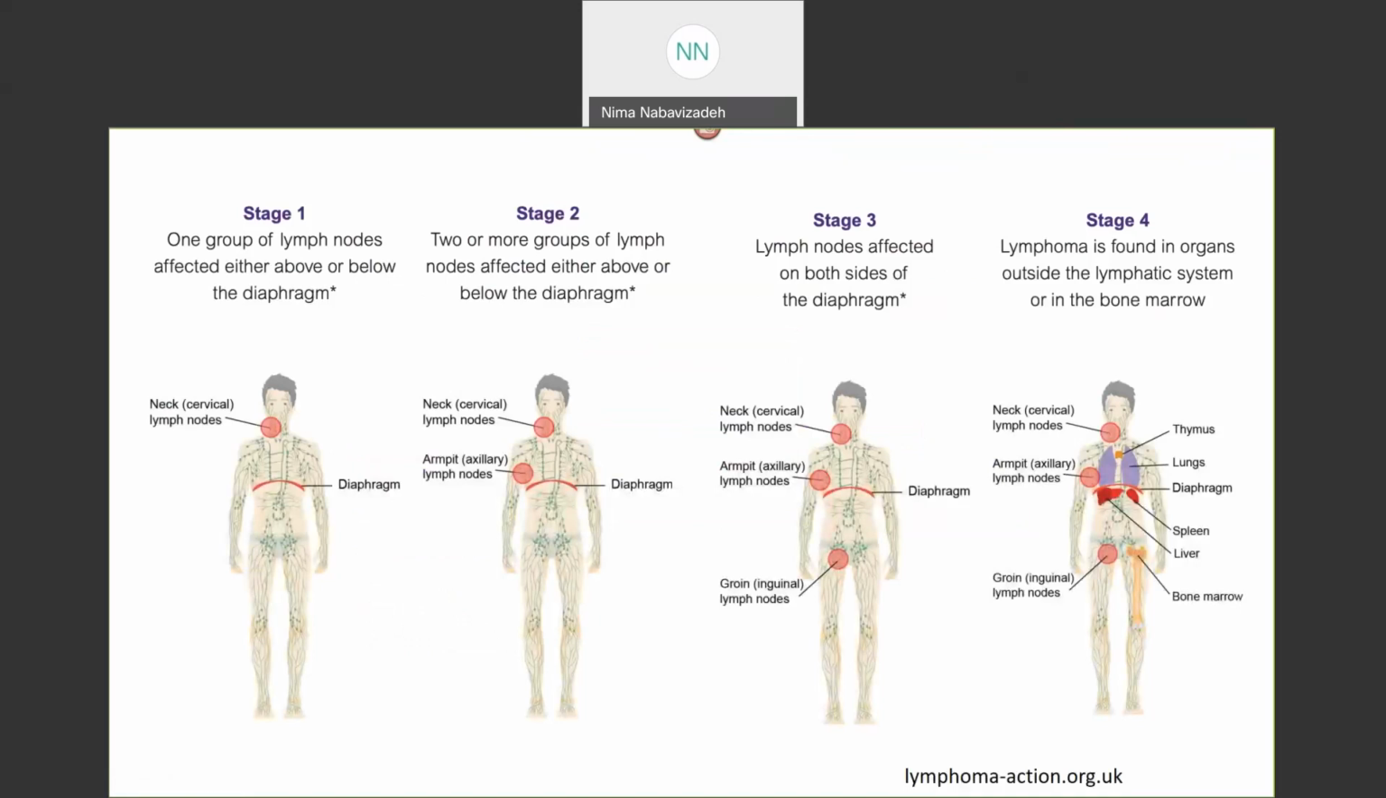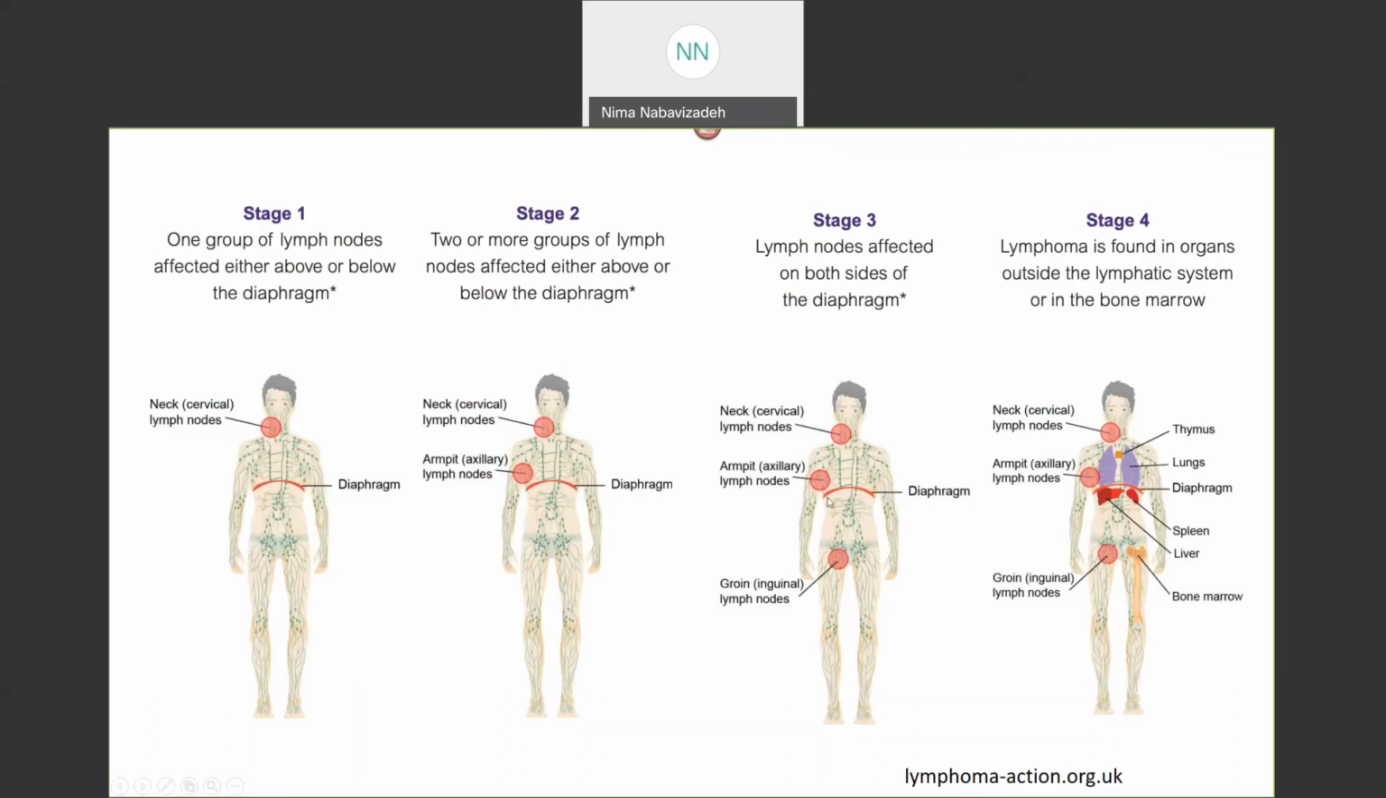Here's a single slide on staging. This is basically an adaptation of the Ann Arbor staging for lymphomas, and it's quite simple actually. If a patient has only one group of lymph nodes involved, either above the diaphragm or below the diaphragm, they're classified as having stage 1 disease. Two or more lymph nodes on the same side of the diaphragm classify as stage 2 disease. So if this patient had lymph nodes here and lymph nodes here, he would also be called stage 2.